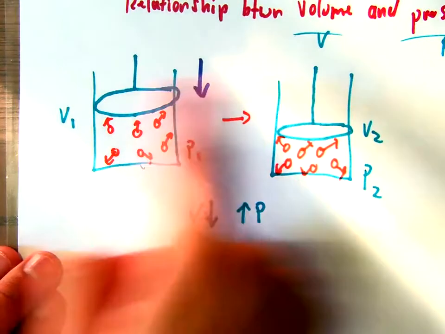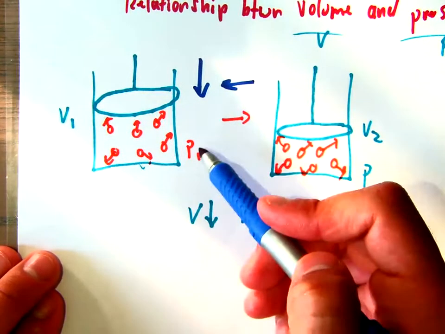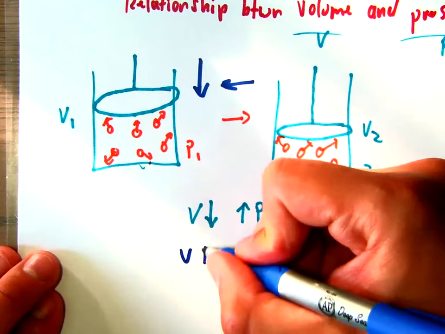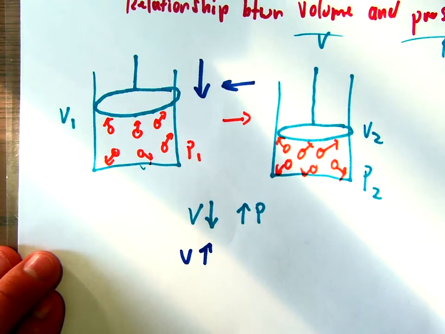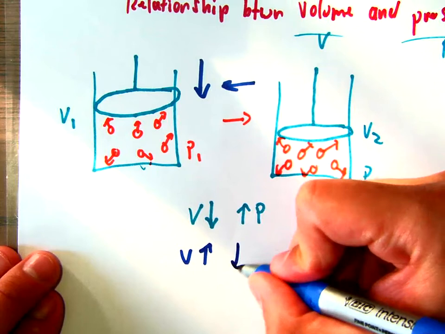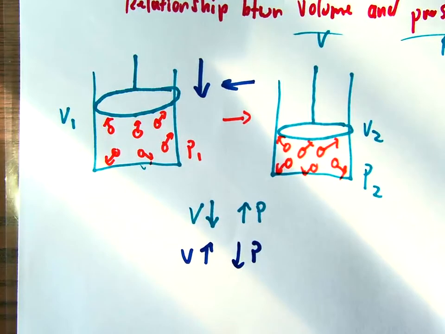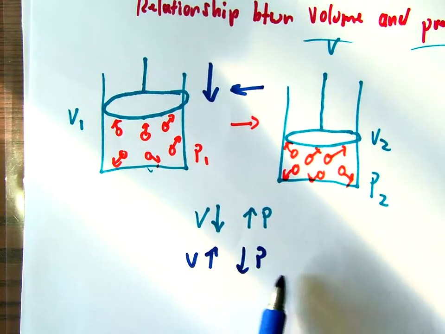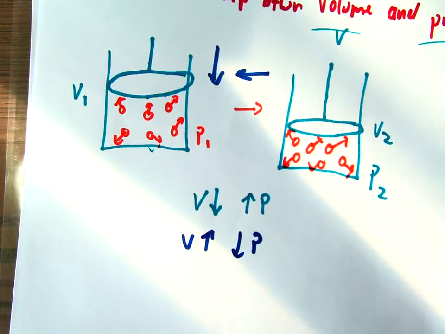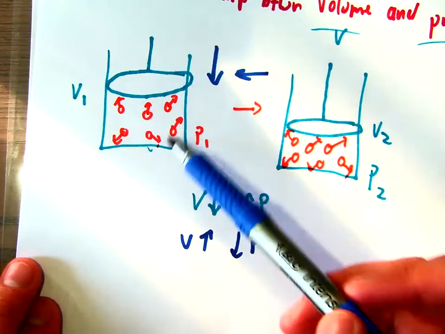So let's look at the opposite way. When my volume goes up, when things get bigger, I can move around more, and I don't have as many collisions. So if I don't have many collisions, then my pressure goes down. That's all Boyle's law is stating. Boyle's law states that when volume goes down, pressure goes up. When volume goes up, pressure goes down. They're inversely related.